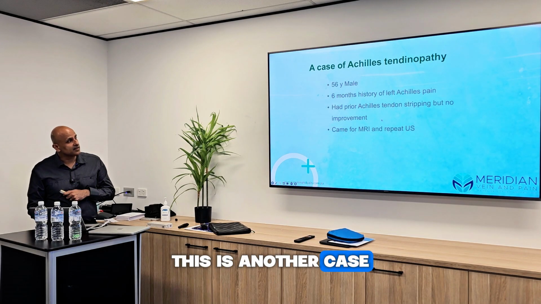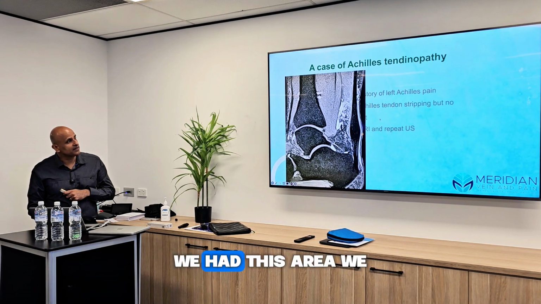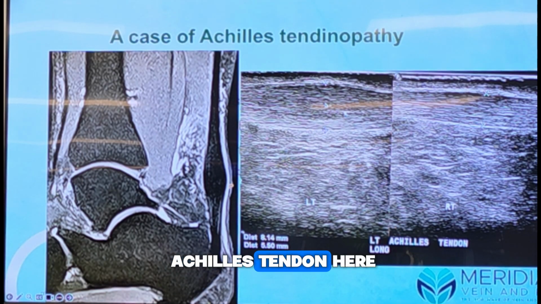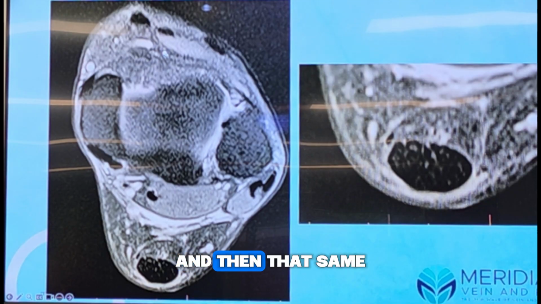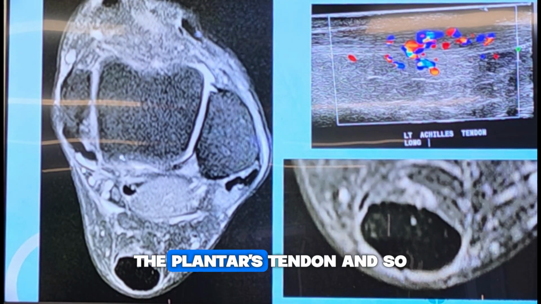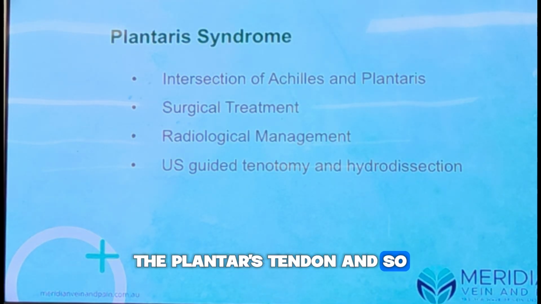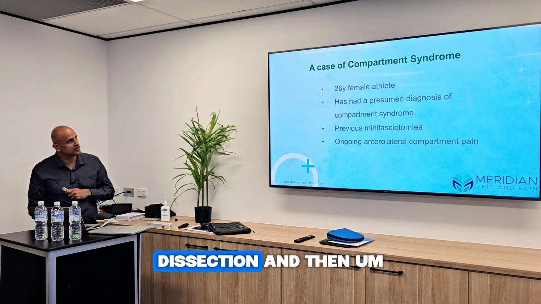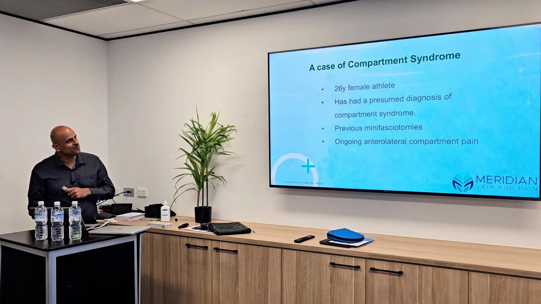This is another case of Achilles tendinopathy. We had this area. We could see the Achilles tendon here, and then that same plantaris tendon. And so we were able to release that up with tenotomy and hydrodissection. And then this is an interesting one.